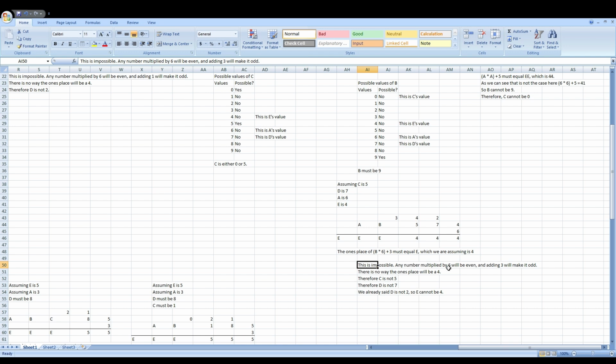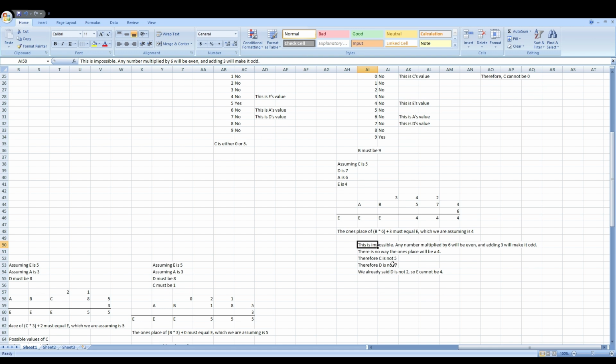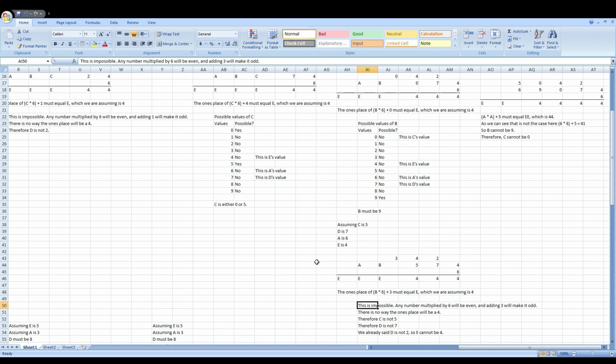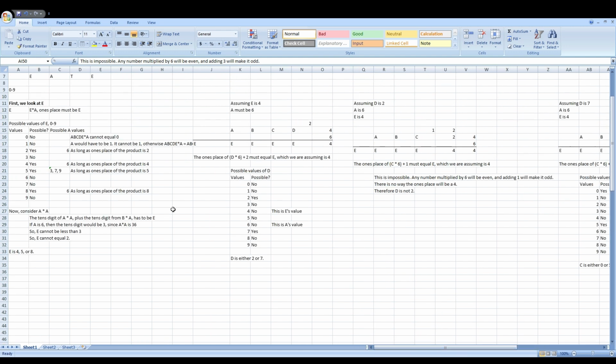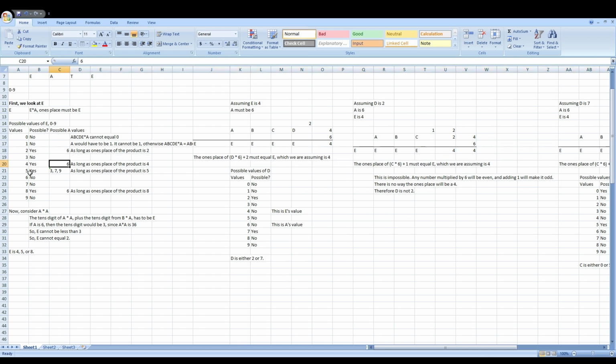Any number multiplied by 6 will be even. Adding 3 will make it odd. So there's no way the ones place will be 4. Therefore, we cross out this possibility. C is not 5, D is not 7, and we said D is not 2, so E can't be 4. E is not 4. So we've taken out line 18 here, we've taken out line 20 here.